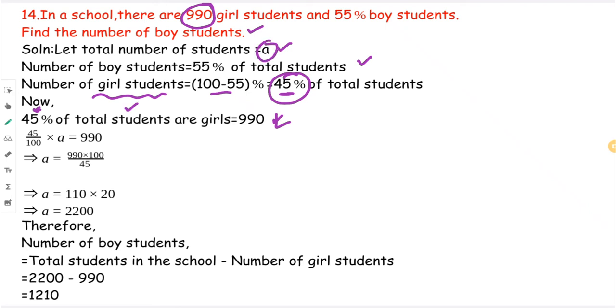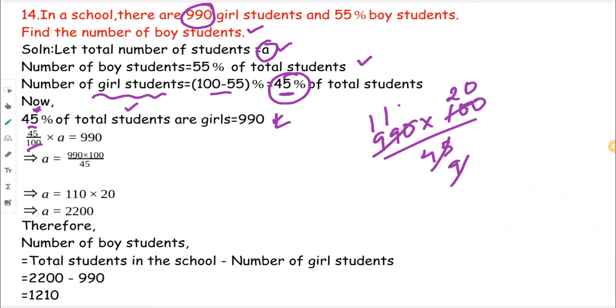Okay, so now once we've written it, we'll do cross multiplication. This 100 will go up, this 45 will go down. Now let us try to divide. So 990 into 100 by 45, right? Then 5 9s are 45, 5 2s are 10, then 9 1s are 9, 0, right? I'm going to have 110 into 2, and 110 into 20, that is what we'll be getting. If you multiply, then we get 2,200. So now we know the total number of students in the school.